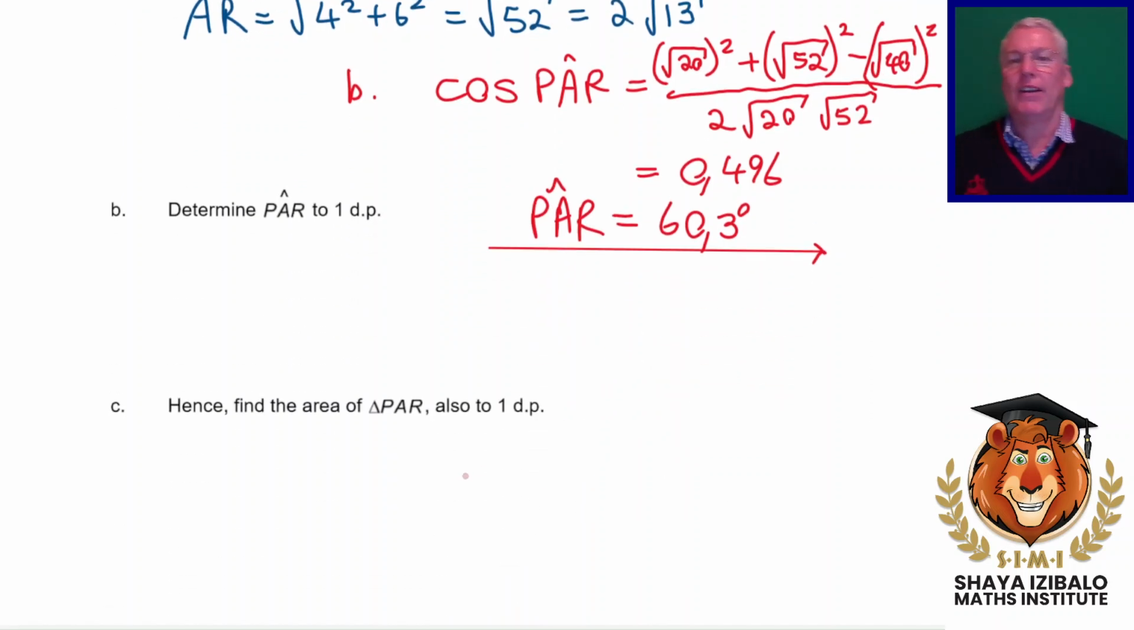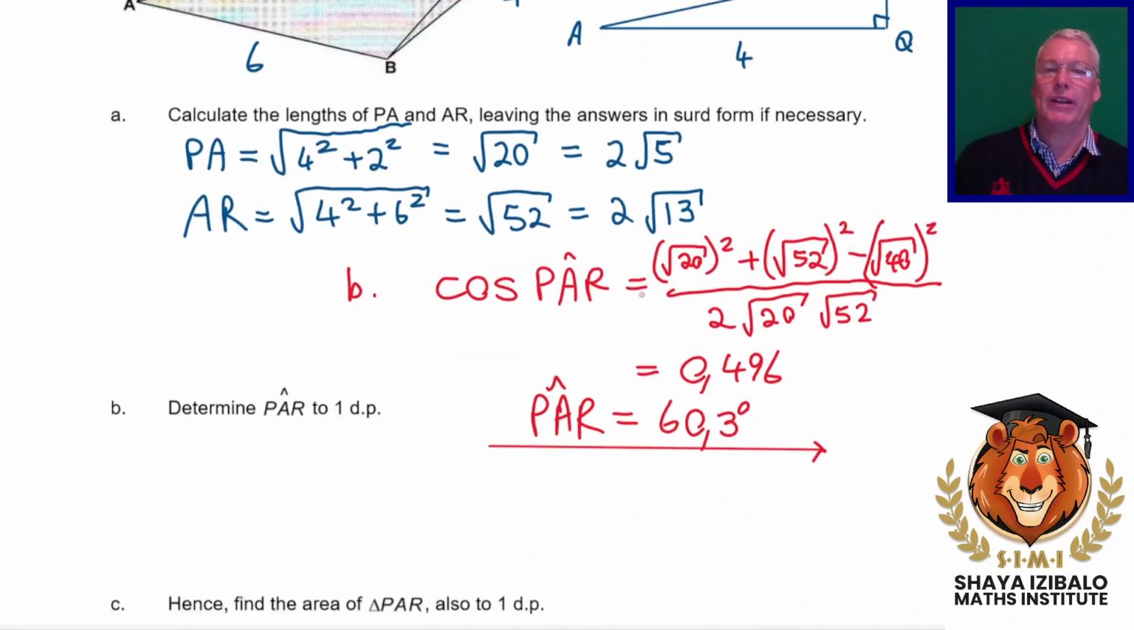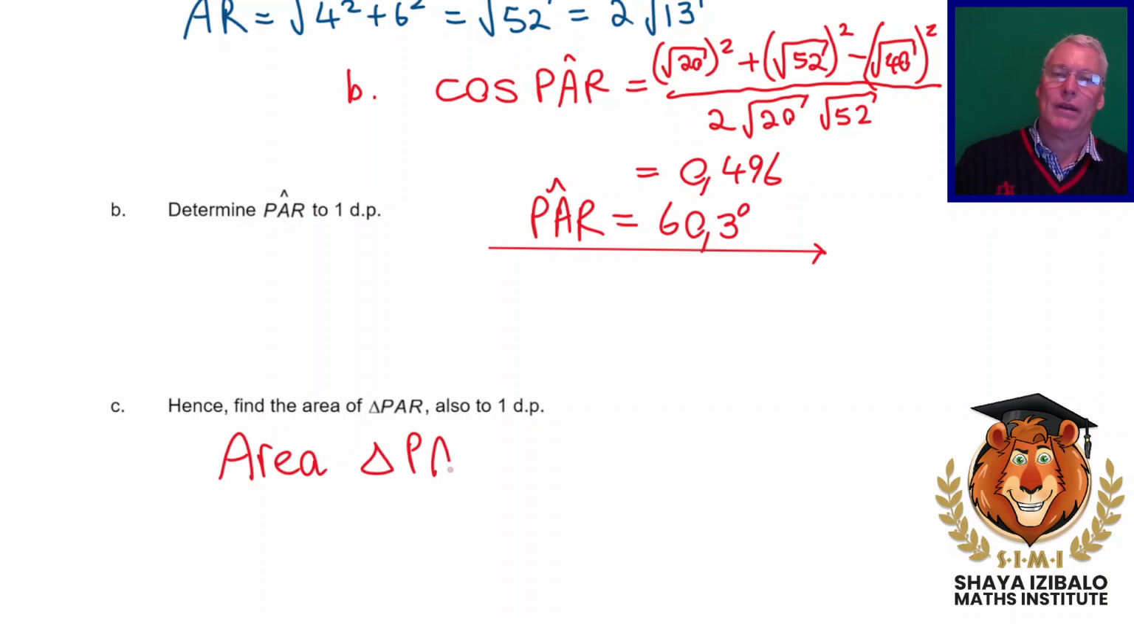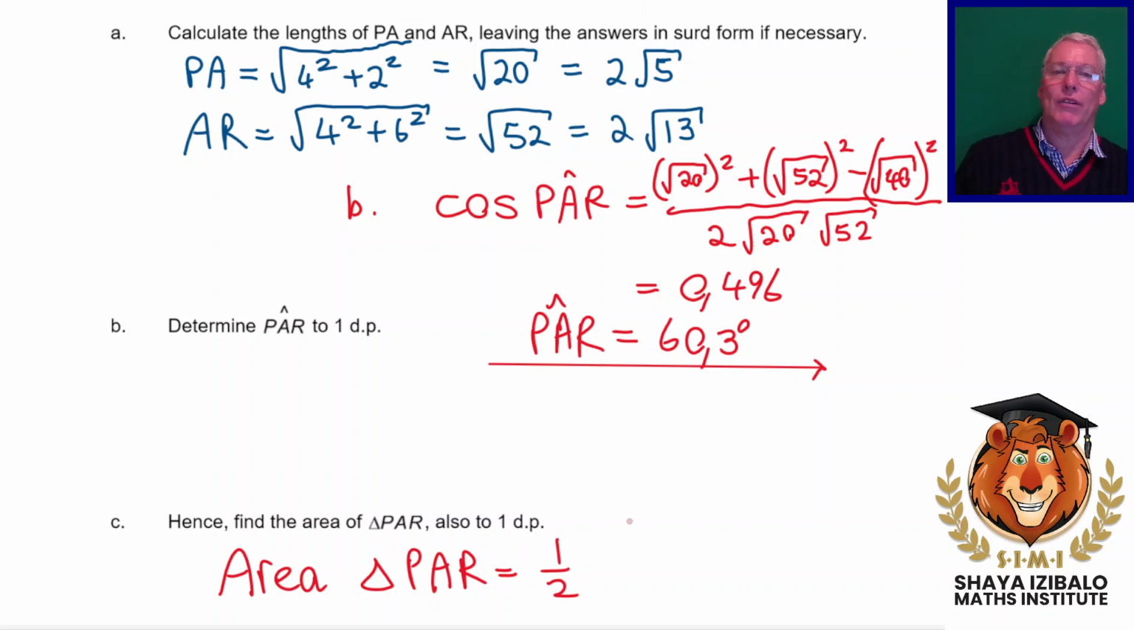The last thing here, very similar to the previous question, asks us now to find the area of that triangle. That's going to be quite straightforward, because the area of triangle PAR is just going to be half the product of 2 sides that make an angle. So it's going to be root 20, root 52.